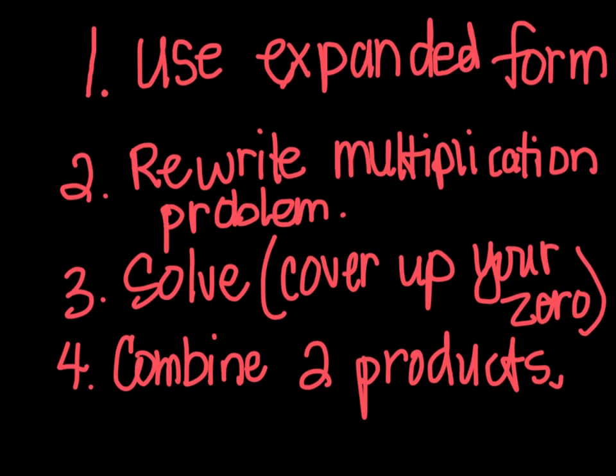So here I've listed out the steps for you one more time. First, use expanded form for your 2 or 3 or 4-digit number, whatever you might have. Rewrite your multiplication problem, solve, making sure you cover up your 0, and then combine the two products to get your final answer. I'm going to do one more problem for you, and then I'm going to leave 2 problems for you to try by yourself. Now, this is a harder skill for us as third graders, so if you're not getting it right away, it's okay, and we're going to keep working on this in class. So let's do one more together.